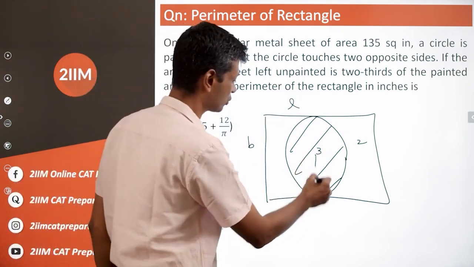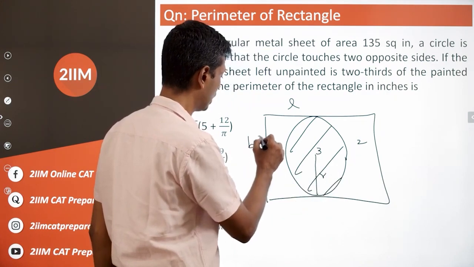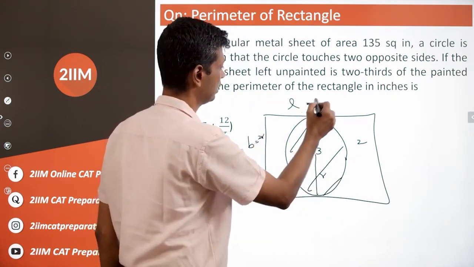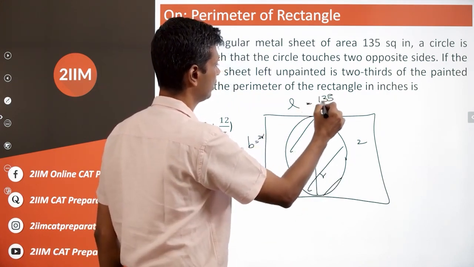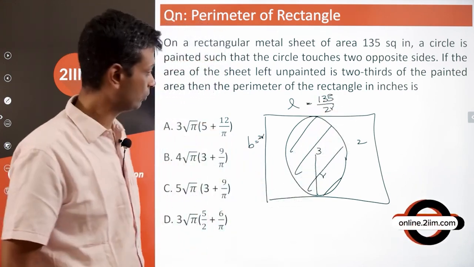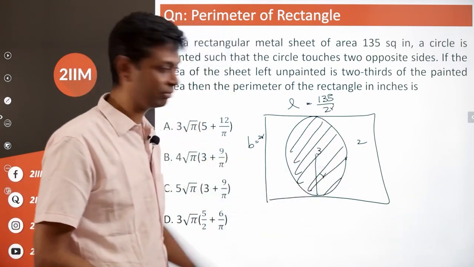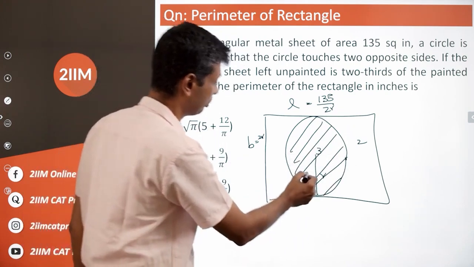Let's assume a radius of this circle r. Right? B is 2r. L is 135 by 2r. Area is 135 square inches. Right? So, this area is 3. The overall area is 5. So, we can find the area of the painted region.